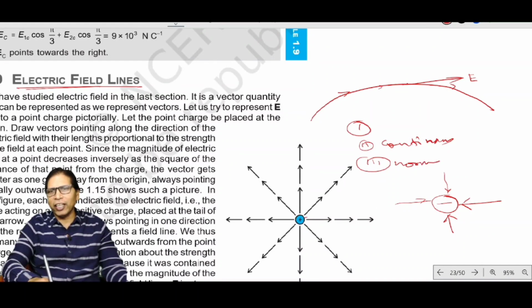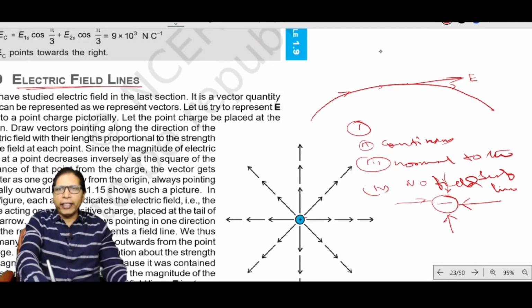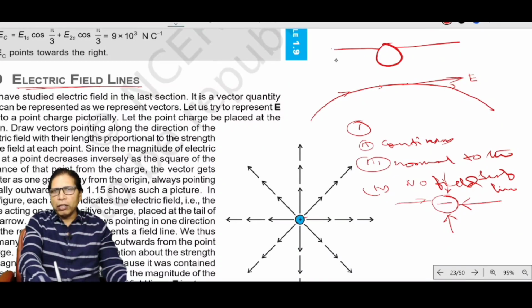So look at this. This is the normal to the surface. Now number four, there are no electric lines of force within the conductor. No field lines within the conductor. Now look at this. This is a spherical conducting surface. Four lines are drawn. You have to identify which one is the electric line of force.